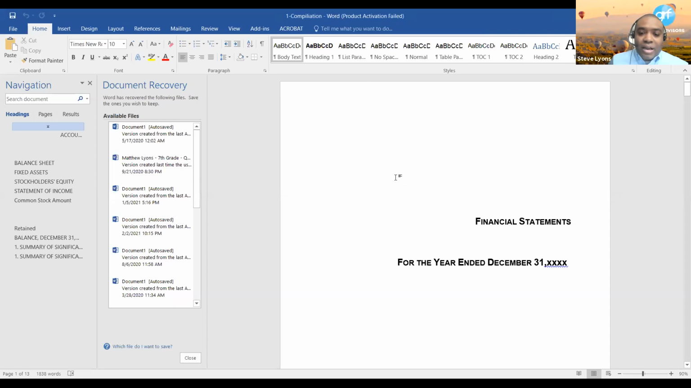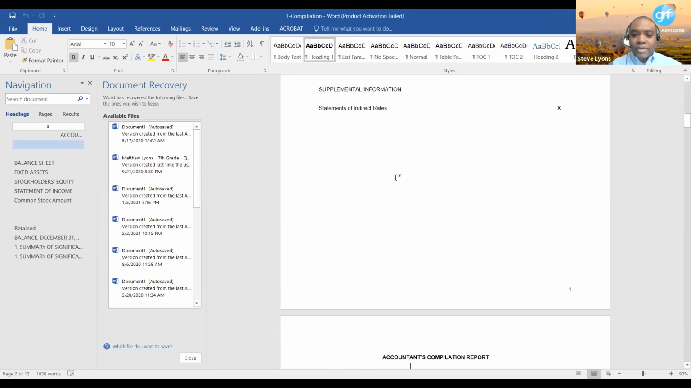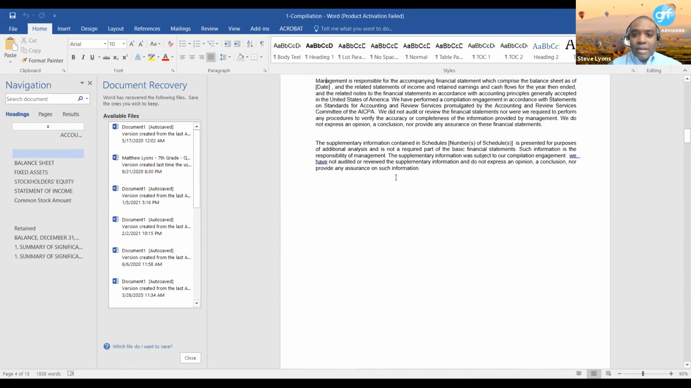So this is a sample compilation that we use for our government contractors. This is the title page. Obviously, this page will have the title of your organization or corporation, and then the year we're doing the financial statements. Table of contents. Here, I want to just focus on the report of the compilation.